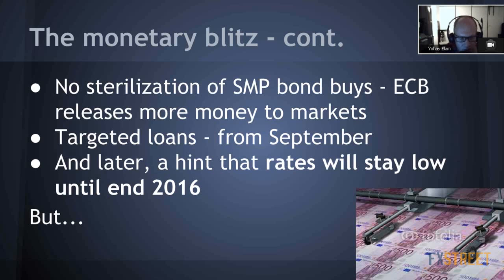And later on, not in that press conference, Draghi made a heavy hint that interest rates will stay low until the end of 2016. This is well after a rate hike in the United States is expected, or in the UK, and even Australia might, and Canada might hike before that. Only Japan will probably stay behind. So basically, the ECB is one of the more dovish central banks.